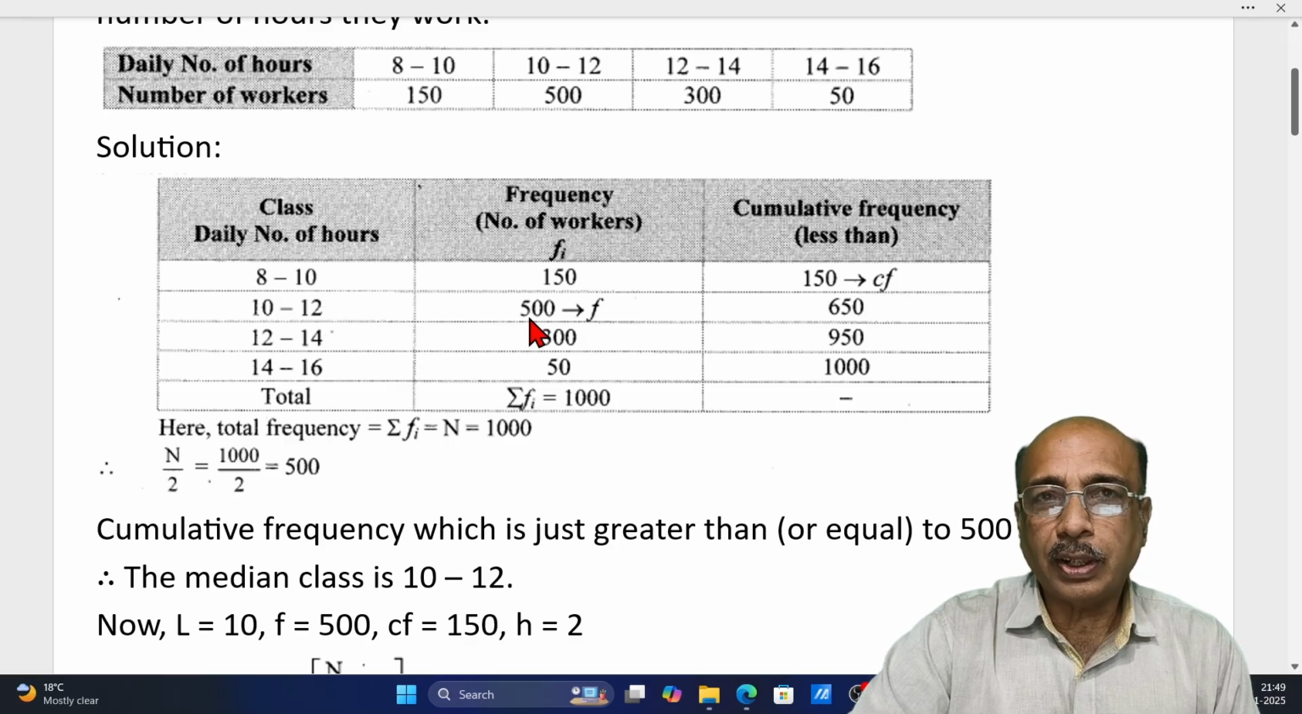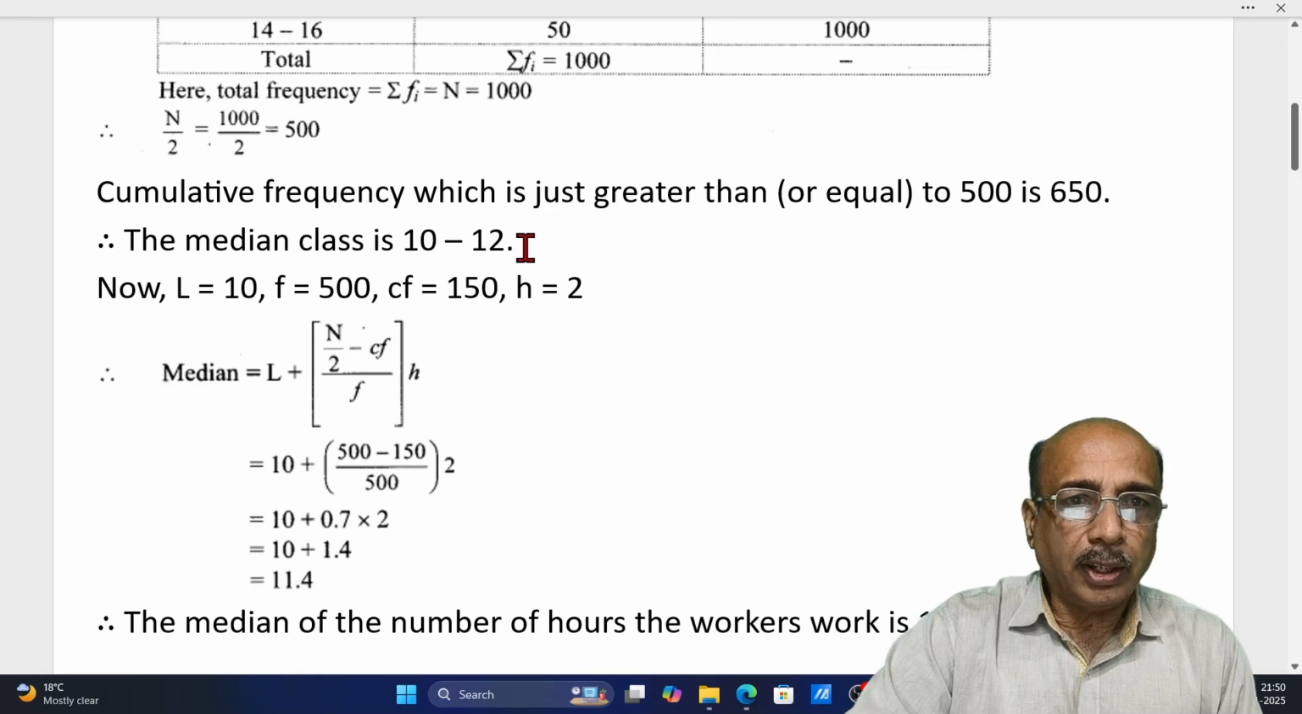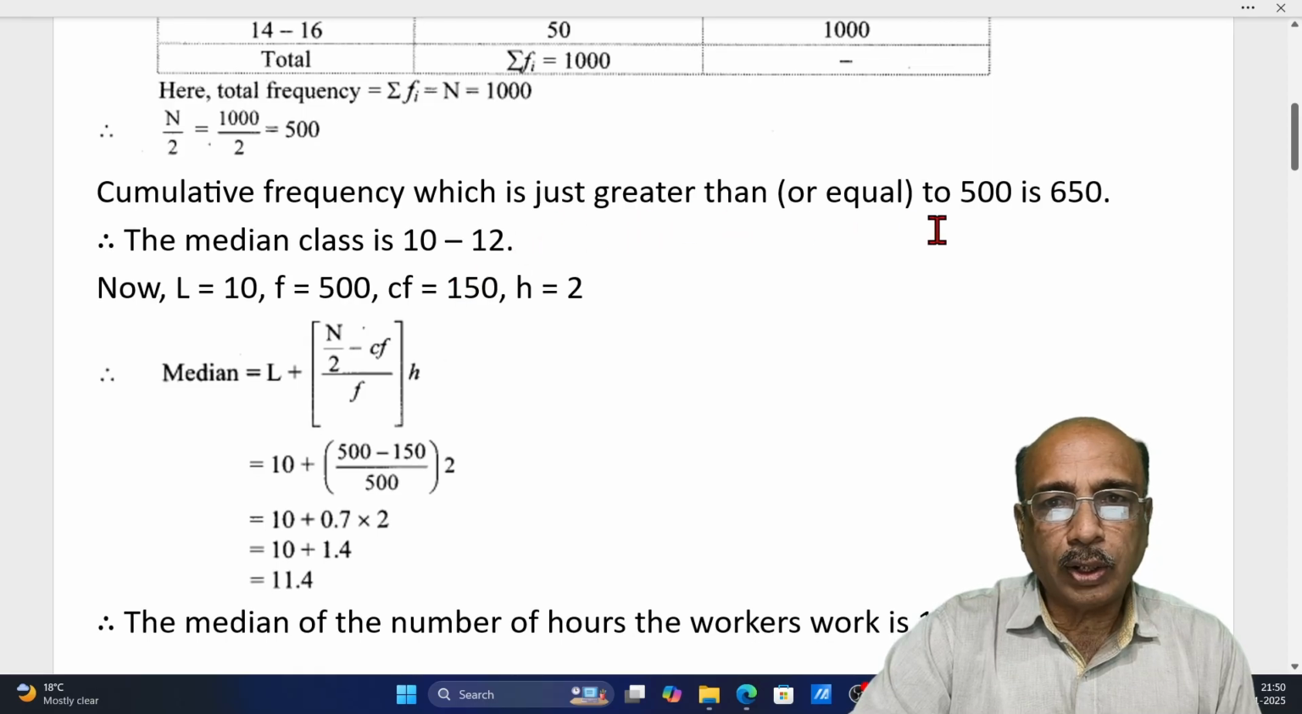Frequency of this median class is 500. So it will be written as f, and the previous class cumulative frequency will be taken as cf. So here the cumulative frequency which is just greater than or equal to 500 is 650. Therefore the median class will be 10 to 12.